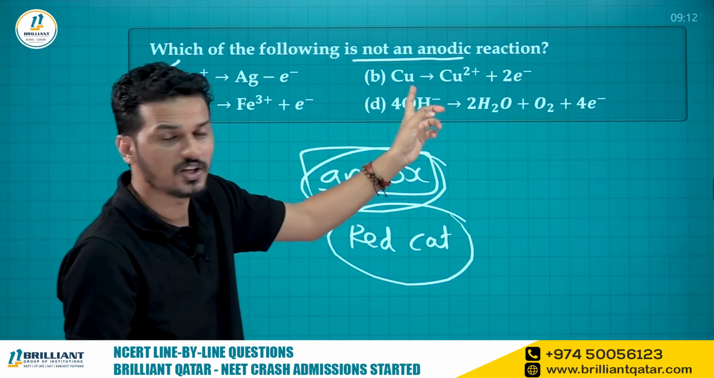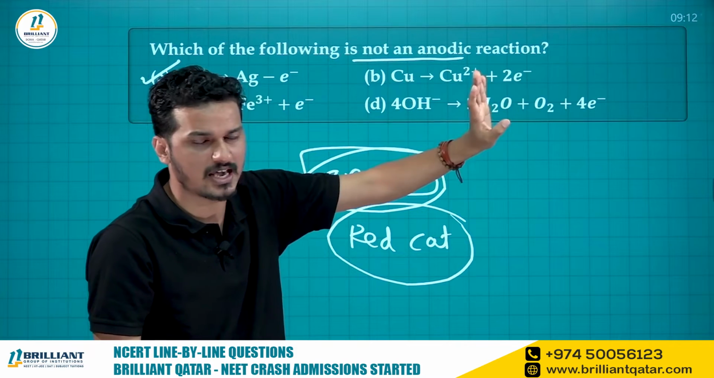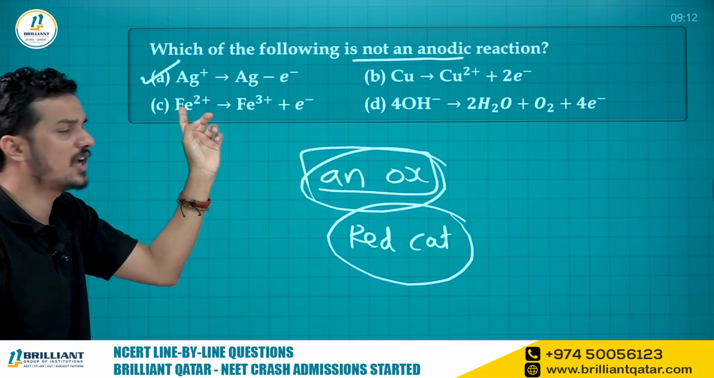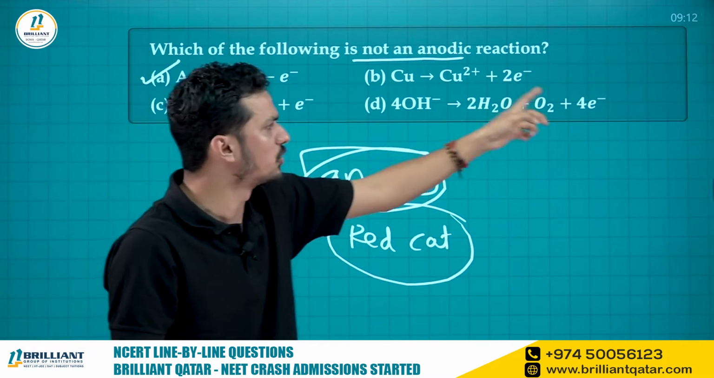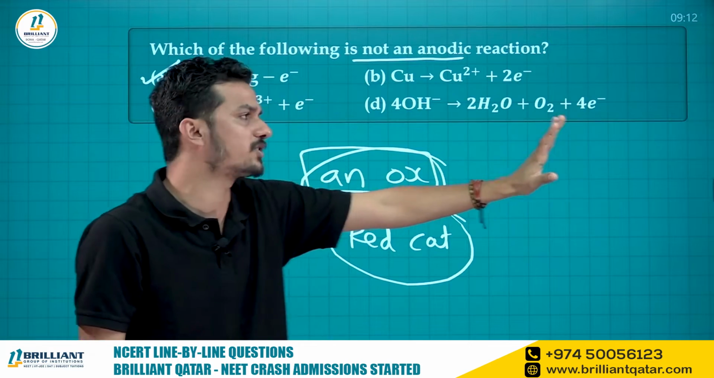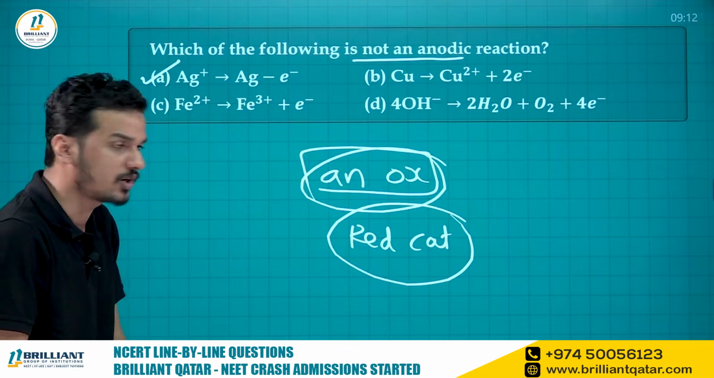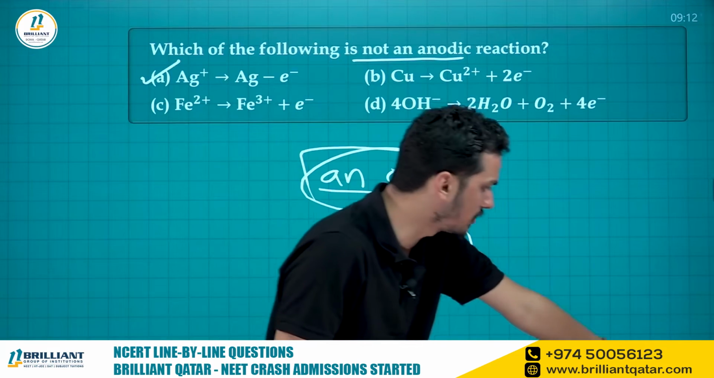What about here? Cu becomes Cu2+ plus 2 electrons. Cu is losing 2 electrons. That is anodic reaction, oxidation. What about here? Fe2+ becomes Fe3+. Here Fe undergoes oxidation, losing electron. That's also oxidation. So losing electron means oxidation. So except that one, A is the correct answer, which is not an anodic reaction. Is it okay? Then we can go to the next question, guys.